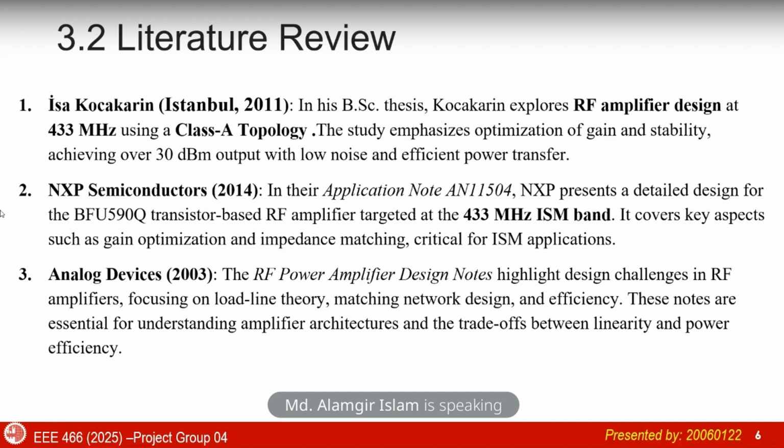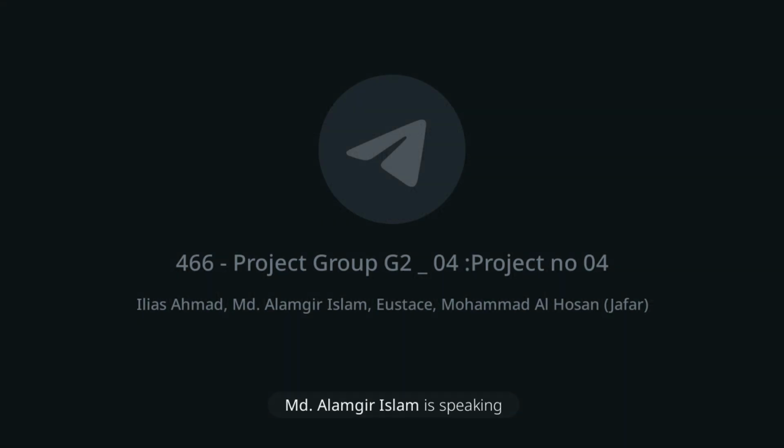After that, from the next literature, mainly an RF amplifier targeting the 433 MHz ISM band, and after that literature we mainly focus on load line theory, matching network design, and efficiency.